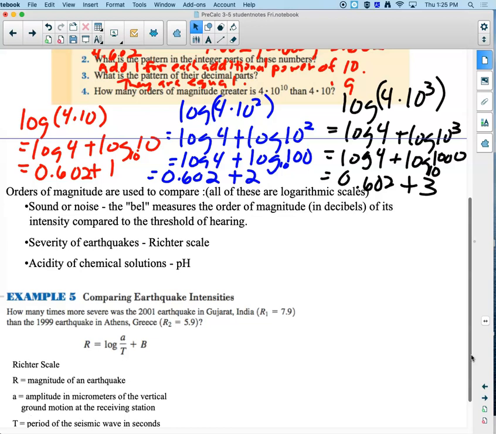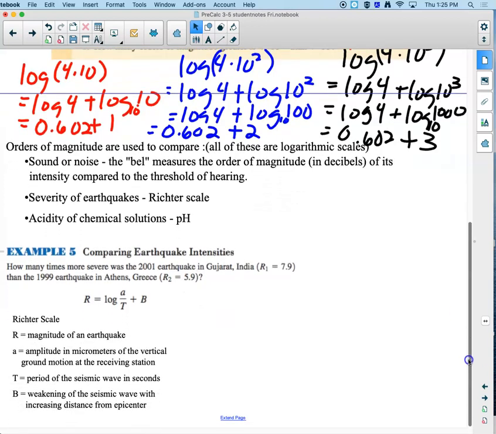Sound or noise, the bell is measured for the order of magnitude in decibels, and its intensity is compared to the threshold of hearing. So the threshold of hearing is the smallest sound that the human ear could hear, which of course is different for each individual person. But in this case, a person that has sound hearing. Severity of earthquakes for the Richter scale, and then something that a lot of people in Minnesota now do in the summertime, acidity of the chemical solutions.